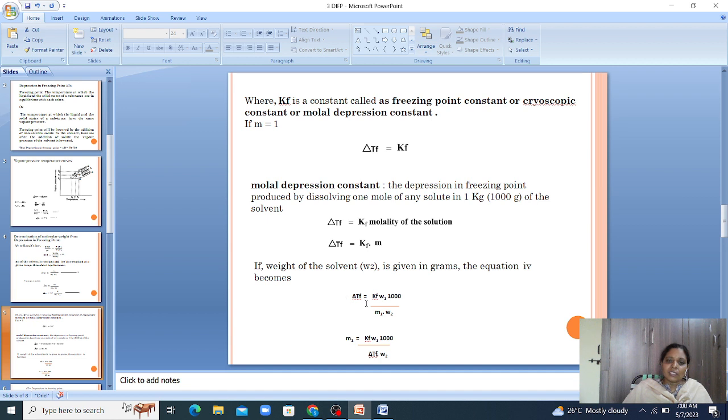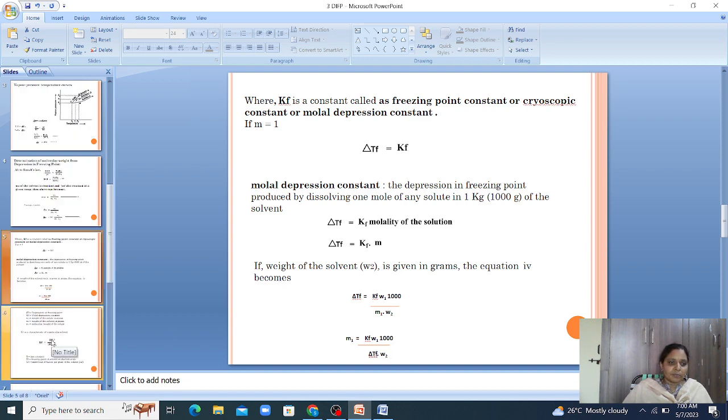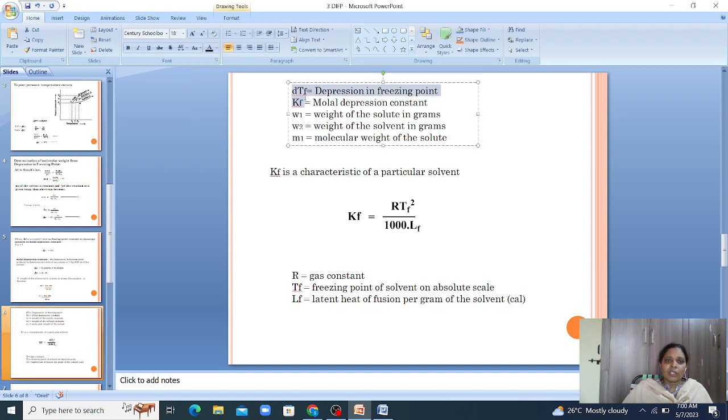So if you rearrange this equation in terms of molar mass of solute, that is M1 equals Kf into weight of solute into 1000 by delta TF into weight of solvent. So already we know all these parameters in the above equation. Delta TF means depression in freezing point. Kf is the molar depression constant. W1 is weight of solute in grams. W2 is weight of solvent in grams. And M1 is molecular mass of the solute.